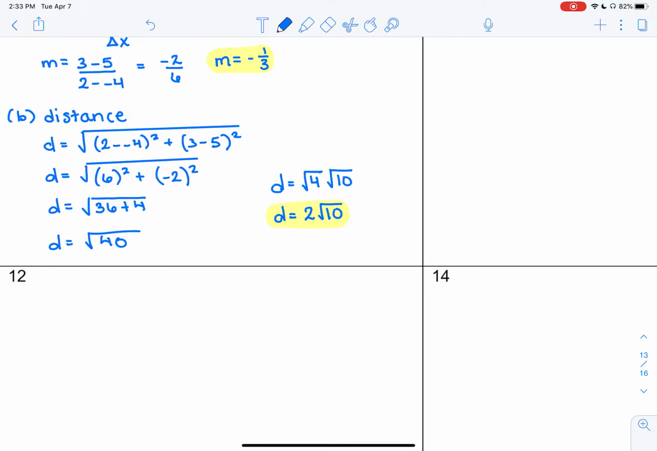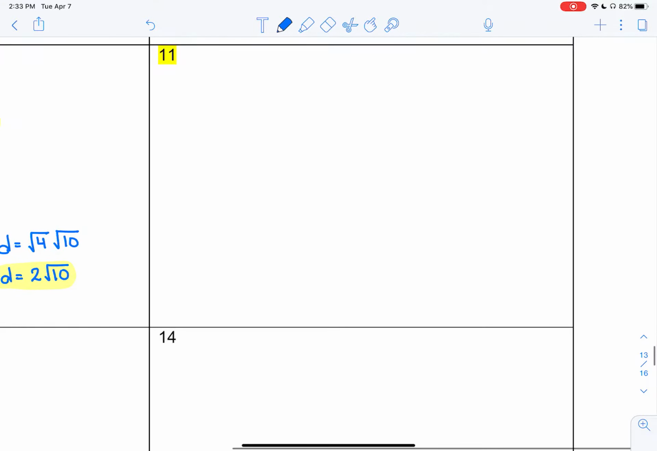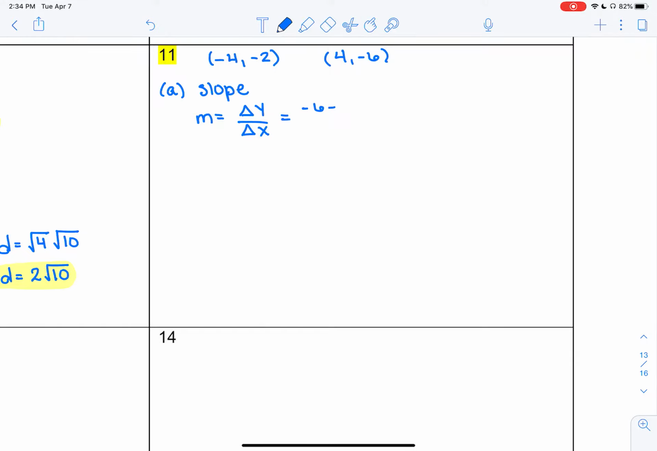All right, we're going to move over to 11, which is going to be a very similar question. We're going to find part A slope, part B distance. Our values to start with, (-4, -2) and (4, -6). Part A is to find the slope. We remember that's represented by a lowercase m. It's the change in y over the change in x. We do our y values, negative 6 minus a negative 2, over the x values, 4 minus a negative 4.